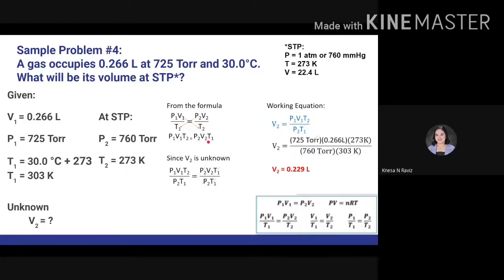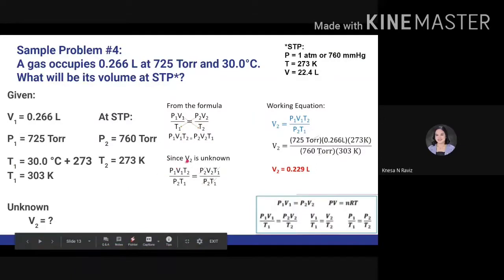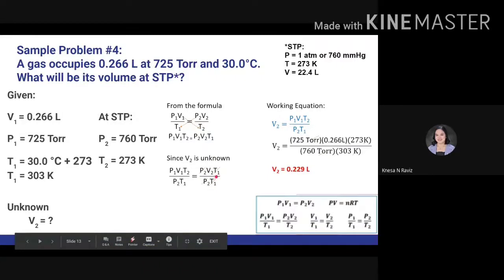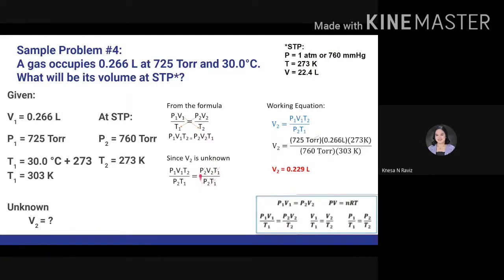Since we are looking for V sub 2, we divide both sides of the equation by P sub 2 and T sub 1. On this side, the T sub 1 and P sub 2 would cancel out, leaving us with a working equation of V sub 2 equal to P sub 1 times V sub 1 times T sub 2 divided by P sub 2 times T sub 1. All these values are found in the given, so we could do direct substitution.